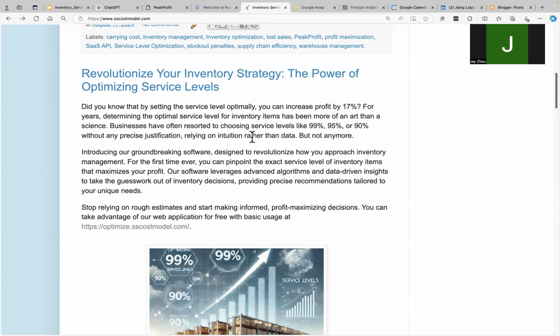But do you know that if we find the service level that is optimal, our study shows that the profit can be increased by 17%. Today, we have published a software that allows us to precisely pinpoint service level. So all those guesswork, all those intuition-based methods are becoming obsolete and should not be used. I will show you how it actually works.